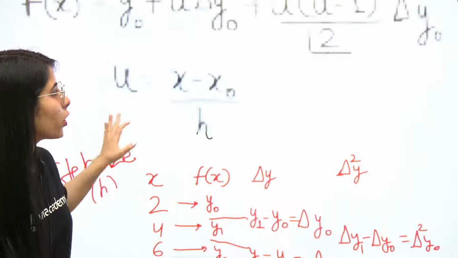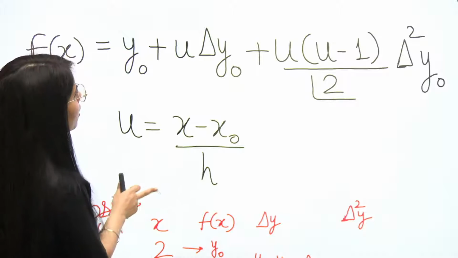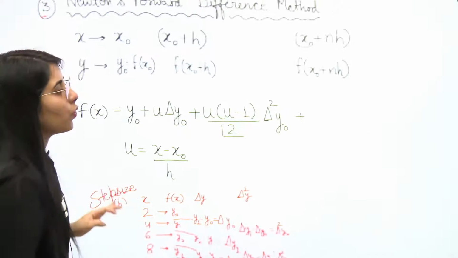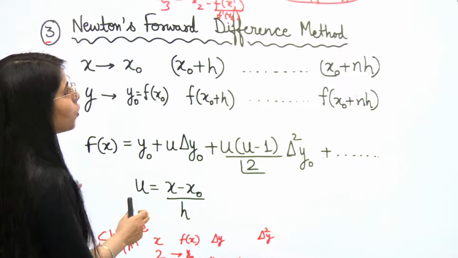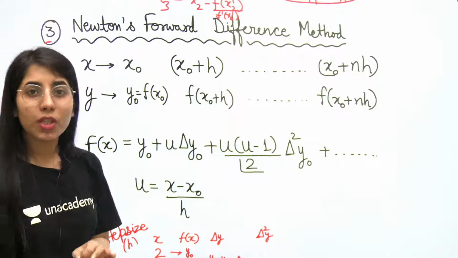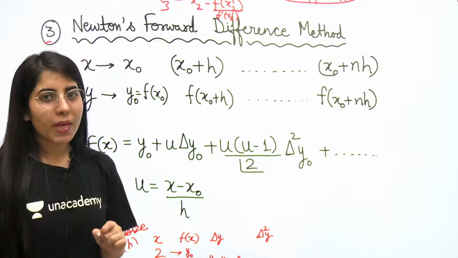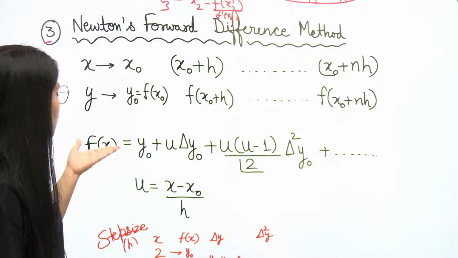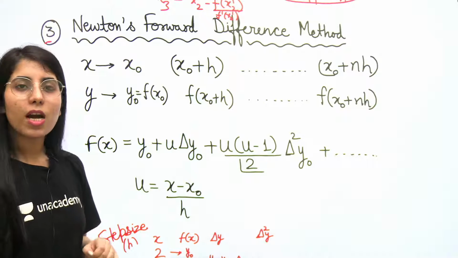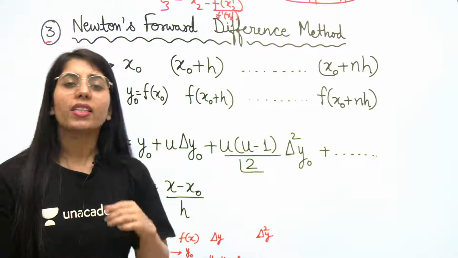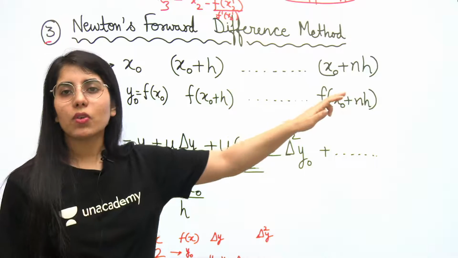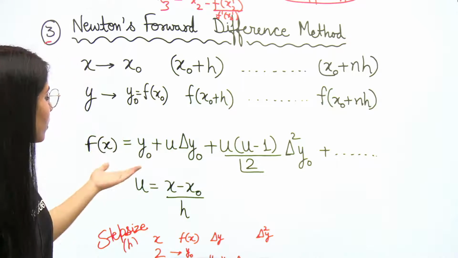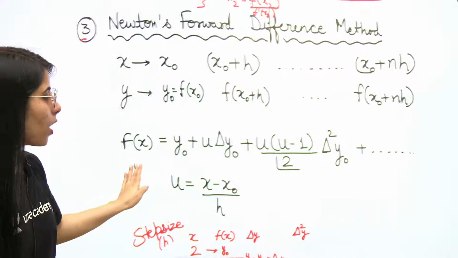Now once you know how to make the table, what the step size h is, and all these things, here is the formula as per Newton's forward difference method, which you need to know to solve any question by using this method. For example, if they have asked you to find the value of the function at some point x lying in between the given values of x, this is the formula you can use.